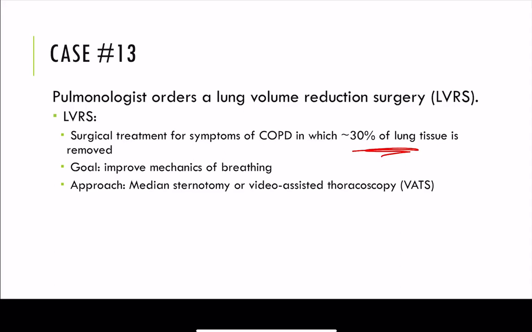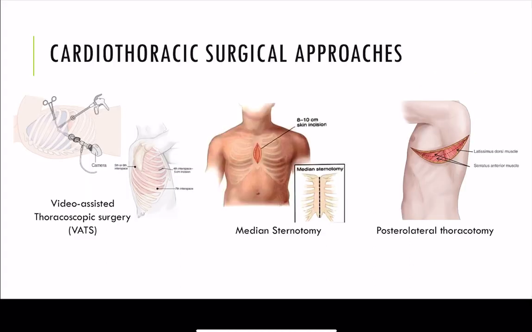So before we go further into this case and how this surgery may or may not help this patient, let's just talk about, when someone gets a surgery, they're going to describe the surgical approach. And this type of surgery can either be a median sternotomy or video-assisted thoracoscopy. So let's go through these different approaches so we have a feeling of what kind of information is important to discern when our patients have a surgery in the thoracic area.